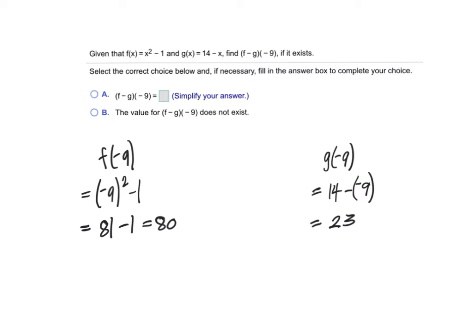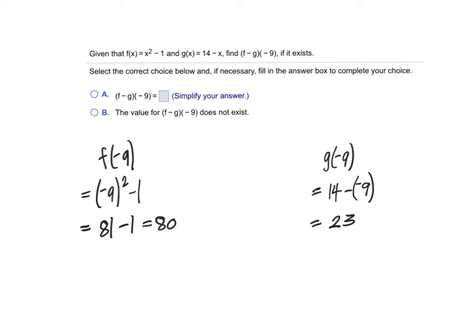So to find what f of negative 9 is, I took f of x, and where there was an x in f of x, so right there at x squared, I plugged in negative 9. So negative 9, I had to square it, became positive 81, and then I still had to do the minus 1 to get the number 80.